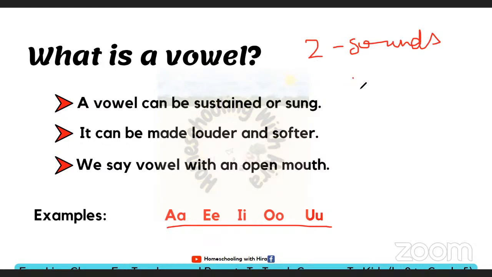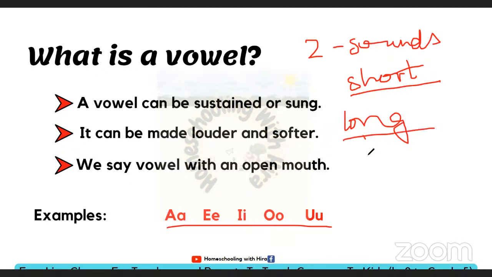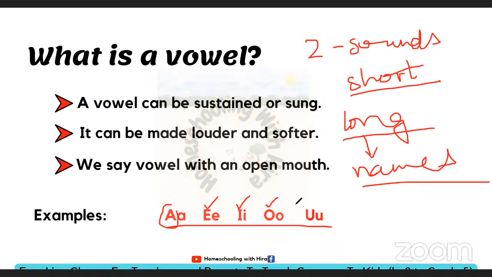The first is the short sound of vowels, and the second is the long sound of vowels. What are the short sounds of vowels? I'll demonstrate them and tell you how to say them. What are the long sounds of vowels? They are nothing but the names of the vowels. The long sounds of vowels are simply the names of vowels. What is the name of this letter? It's A. What is the name of this? It's E. This is I, O, and U, right? So these are the long sounds as well.